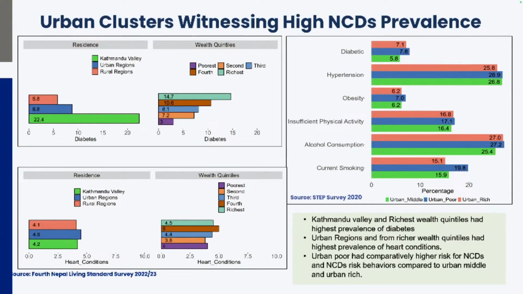Urban clusters witnessing NCD prevalence. We can see that urban regions, particularly Kathmandu Valley, have a higher prevalence of diabetes at 22.4% and heart condition at 5.8%. By wealth quintile, we can see that the richest group have the highest rates of diabetes at 14.7% and heart condition at 8%. On the right, we can see that NCD risk factors are significantly higher in the urban poor, while 26.9% have hypertension, and the urban poor are facing NCD risk behaviors.